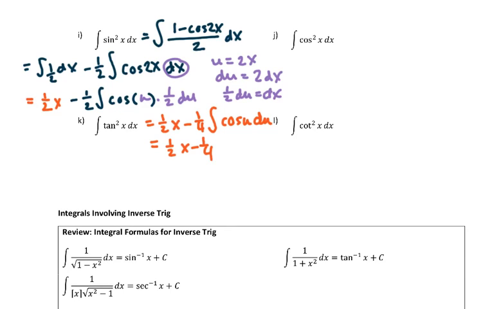Okay, and then we're anti-deriving cosine u du, and so we're going to get 1/2 x minus 1/4. The antiderivative of cosine is a negative sine. No, it's not. It's a regular sine. Whew. Sine plus c. And that's it.